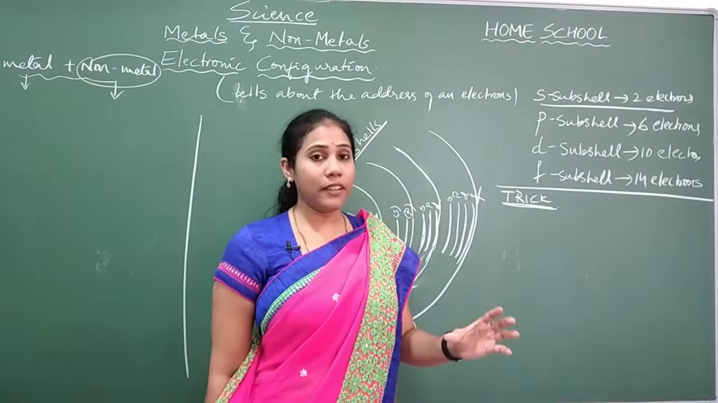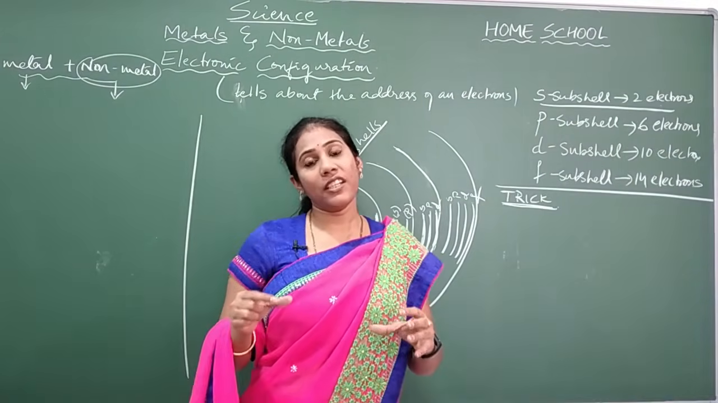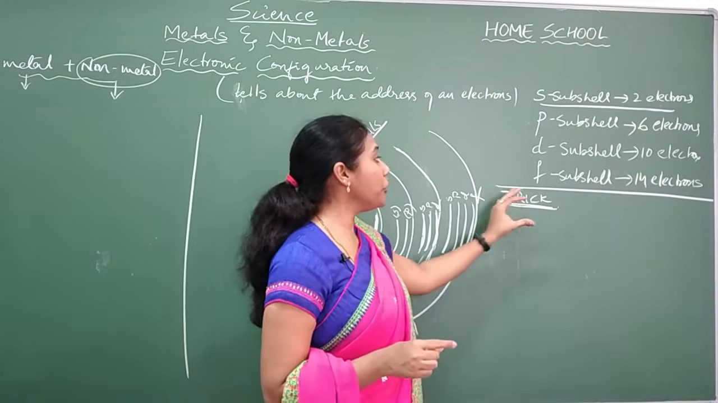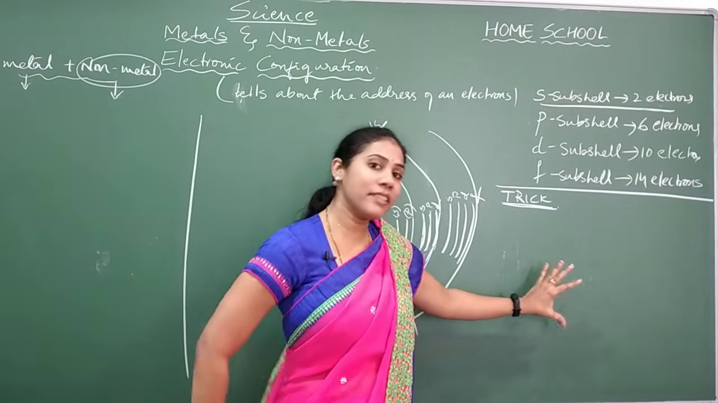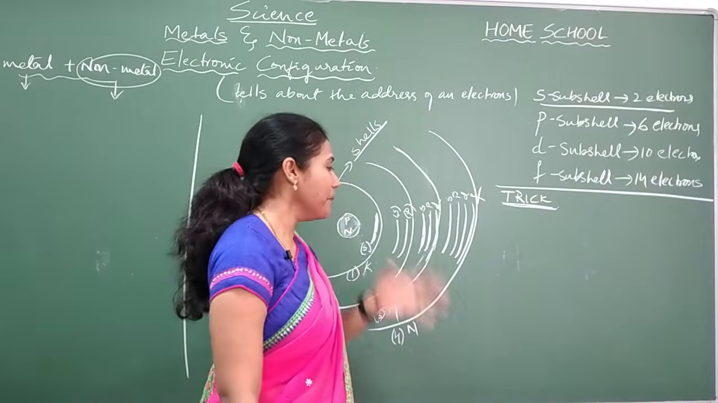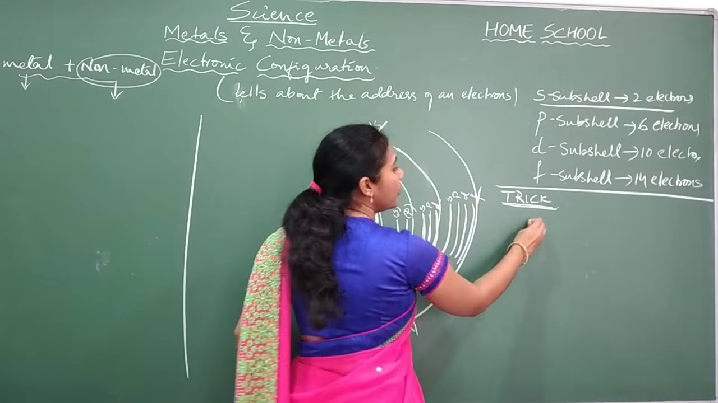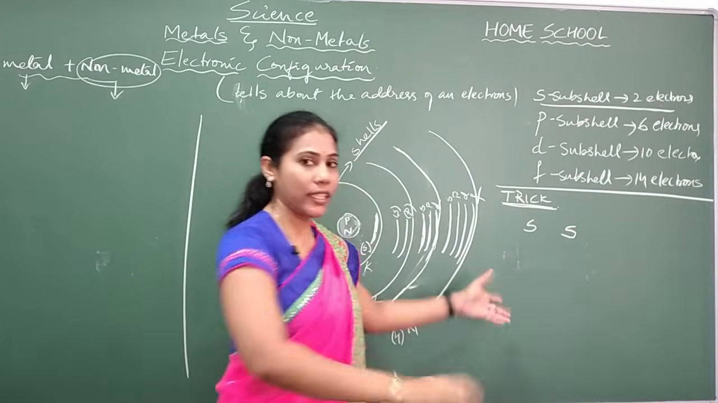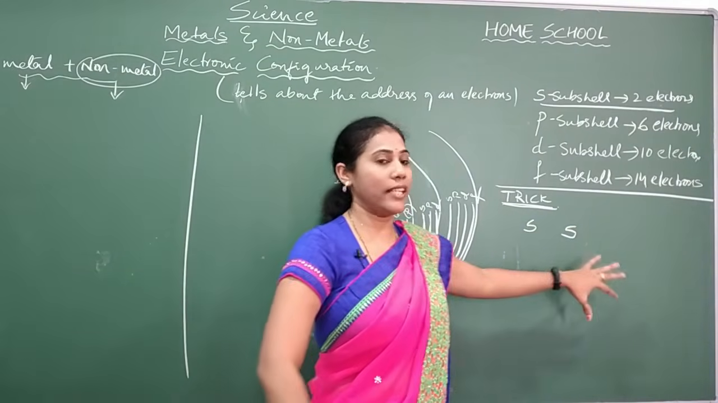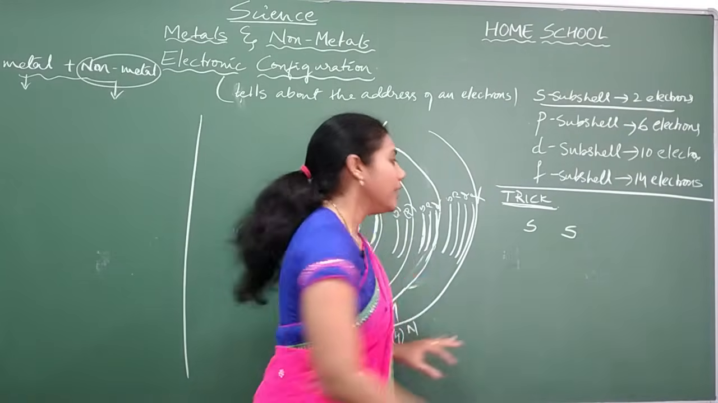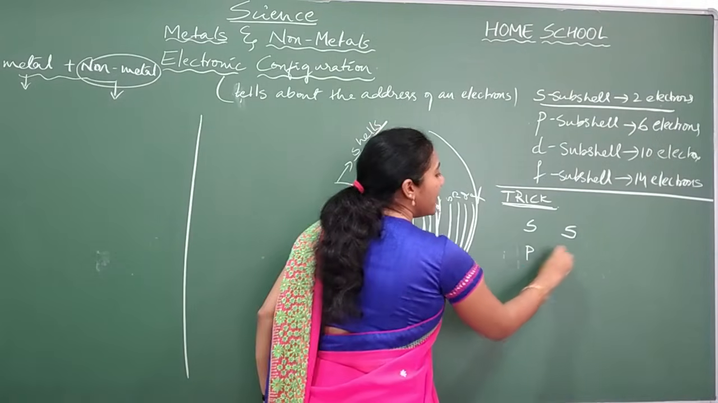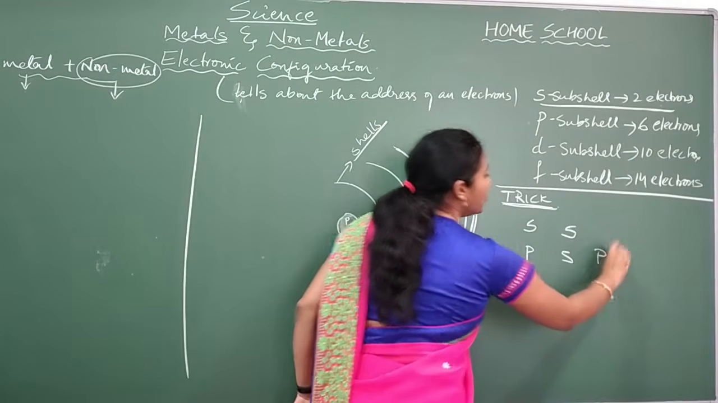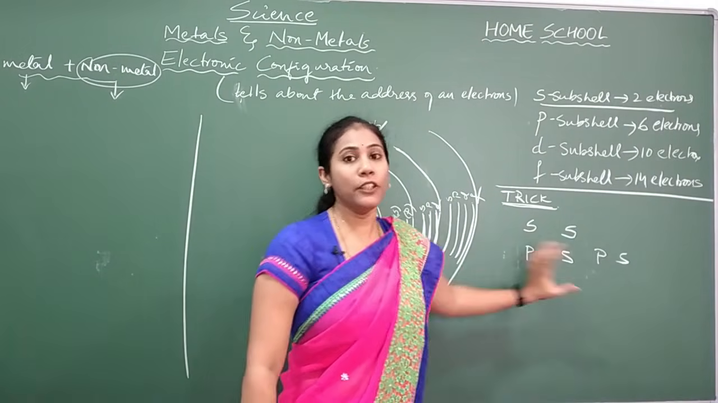To write the electronic configuration in an easier way, I am going to give a trick. Try to remember this trick. It's very easy. S means school. You write it 2 times: school, school. Next, public school, public school. You have to write it 2 times.